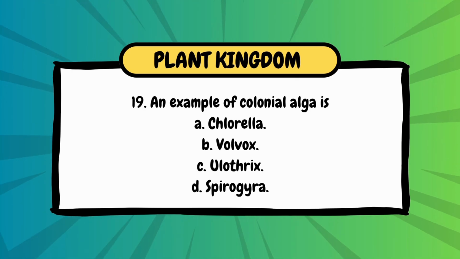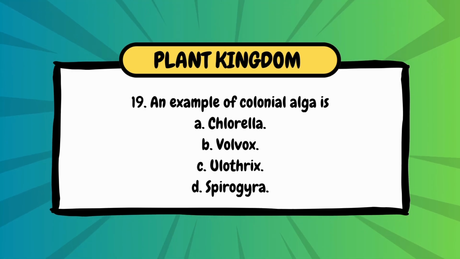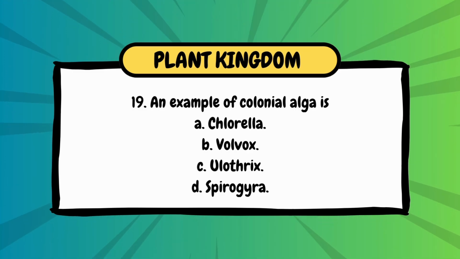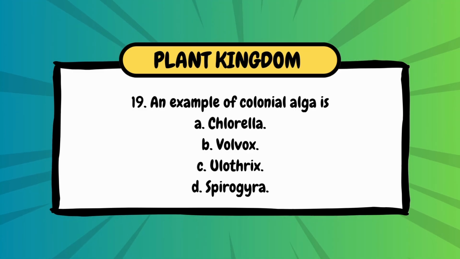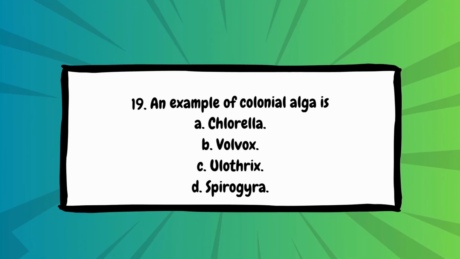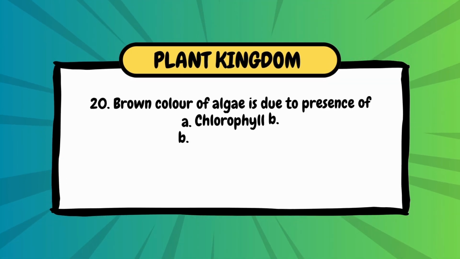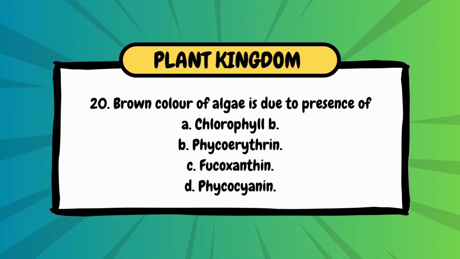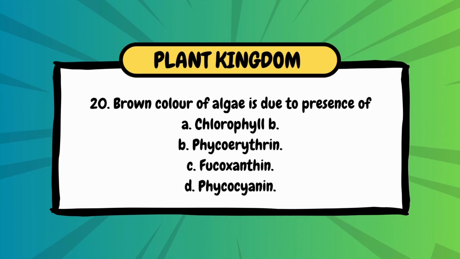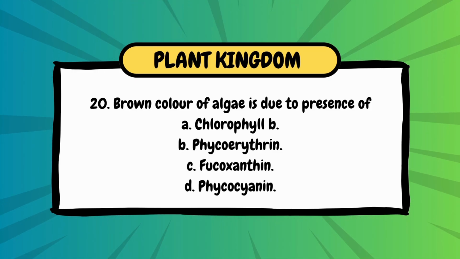19. An example of colonial alga is A. Chlorella, B. Volvox, C. Ulothrix, D. Spirogyra. 20. Brown color of algae is due to presence of A. Chlorophyll. B. Phycoerythrin. C. Fucoxanthin. D. Phycocyanin.